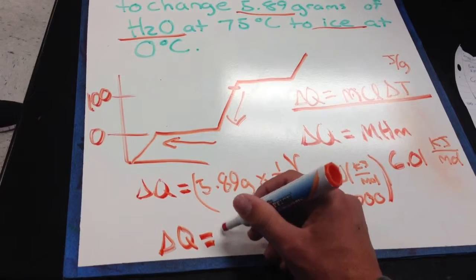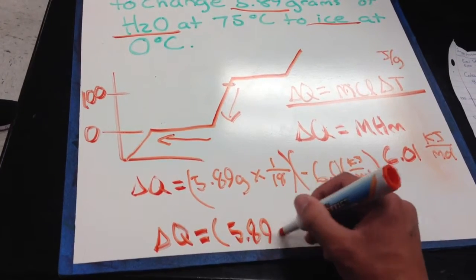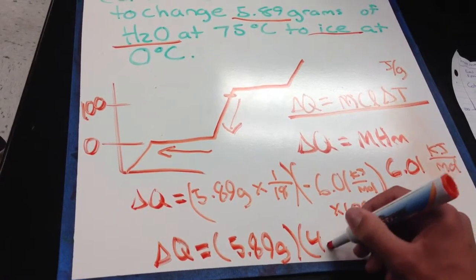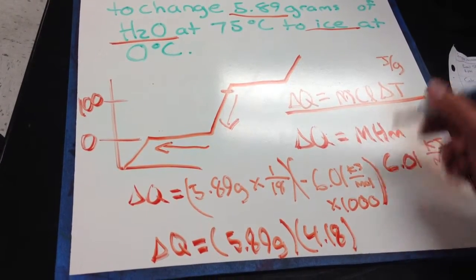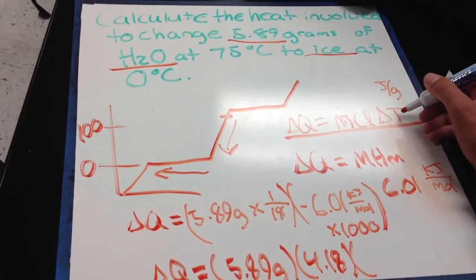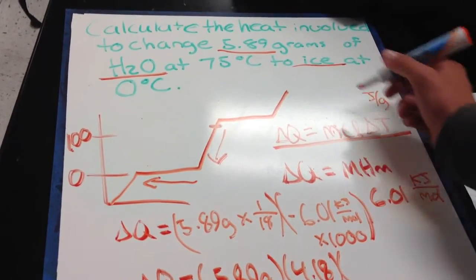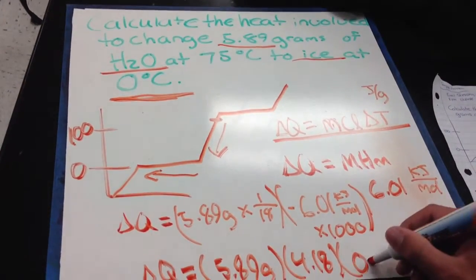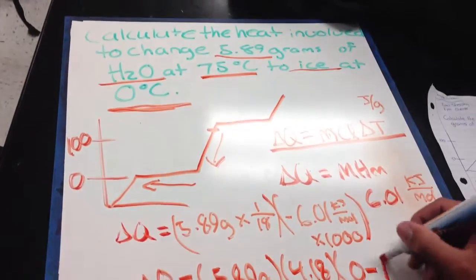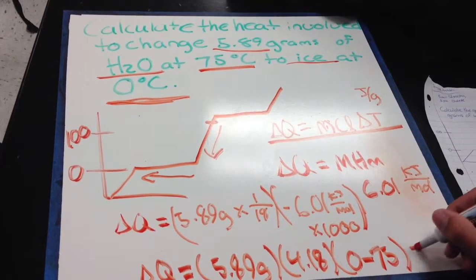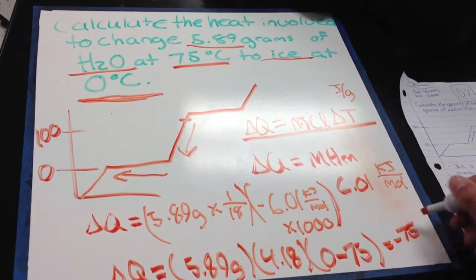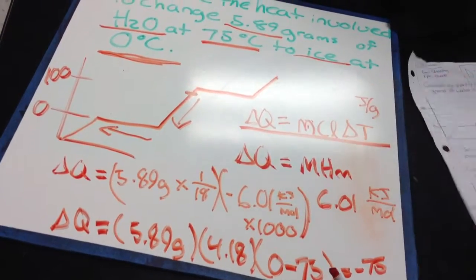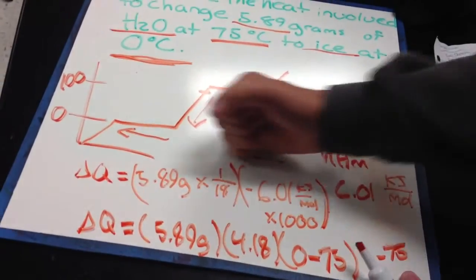Our mass hasn't changed, it's still 5.89 grams, but we can keep it in grams. Then our C is 4.18, and then our temperature is our final temperature minus our starting. So we have 0 degrees as our final, so it'll be 0 minus 75. And that gives us a negative 75. So let's make some more room. I'm going to erase these two formulas, so hopefully you memorize them.